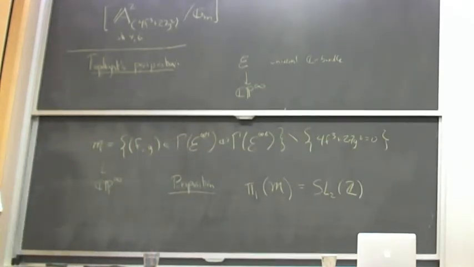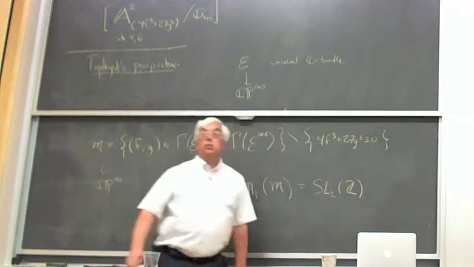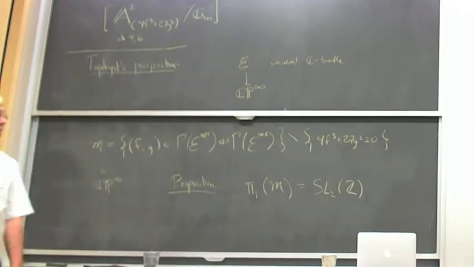So, when you say you subtract 4f cubed plus 27g squared equals 0, you mean that it's identically 0 or that it has a 0? Identically 0.